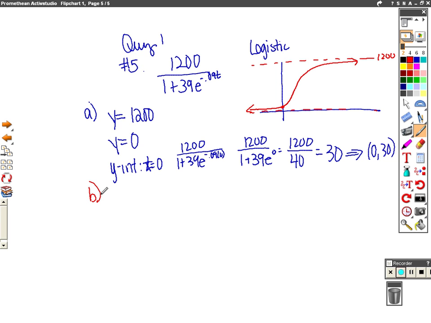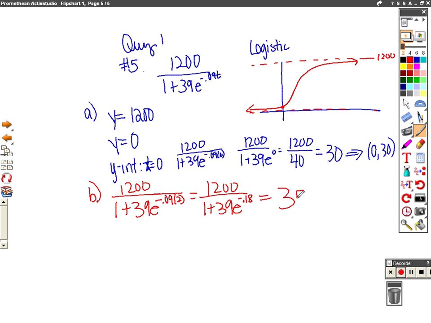B. How many students have heard the rumor after 2 days? So I'm going to have 1200 over 1 plus 39 e to the negative 0.09 times 2. Remember to do your order of operations. If I multiply that by 2, that gives me negative 0.18. When you put all this into your calculator, it gives you 35.74.